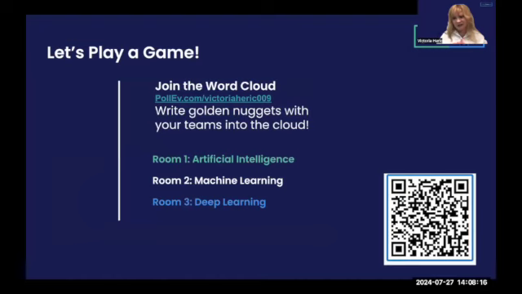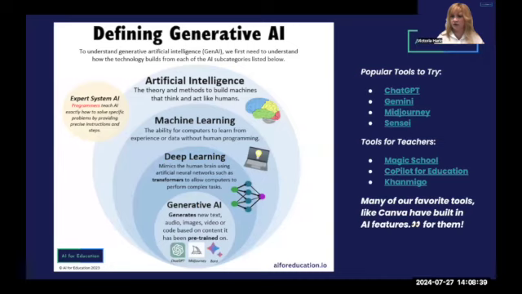So let's play a game. What we're going to do is we're going to create a little word cloud by digging deeper into these terms that underpin generative AI. I'm going to put you into three breakout rooms. So, room one is going to have artificial intelligence, room two is going to have machine learning, and room three is going to have deep learning. And what you're going to do is you're going to go into your breakout rooms, you're going to go into one of the tools that I just introduced here. So, ChatGPT, Gemini, or Sensei.